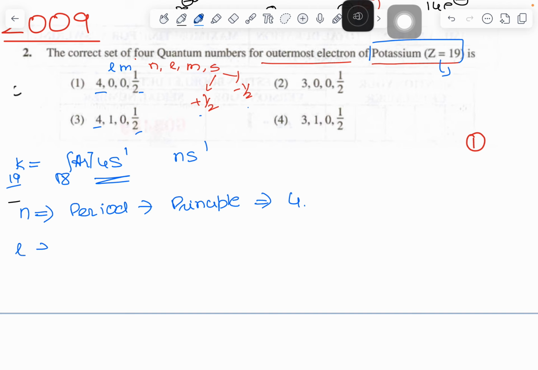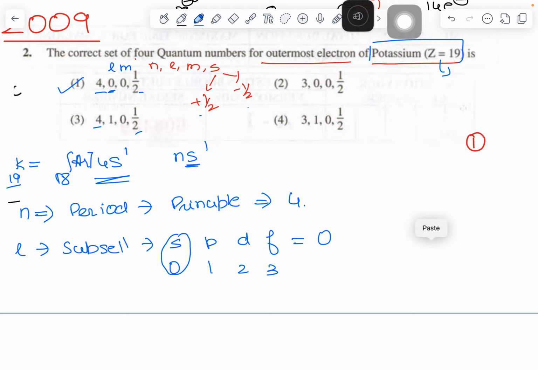L, again I said, gives information about the subshell. And what were those values of L? We had 4 subshells, S, P, D, F. The S value was 0, P had 1, D had 2 and F had 3. So now here we have ns. The S value is 0, so L is 0. L is 0 here, so the first is the right option.